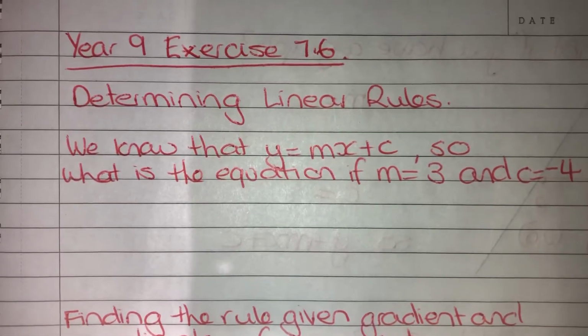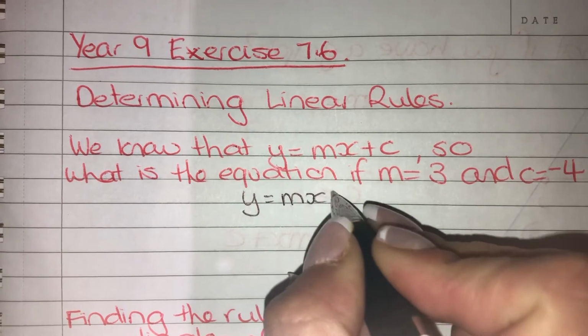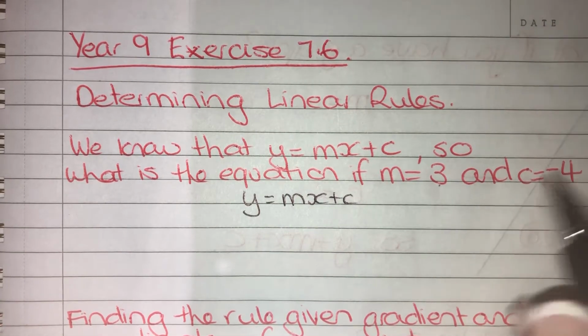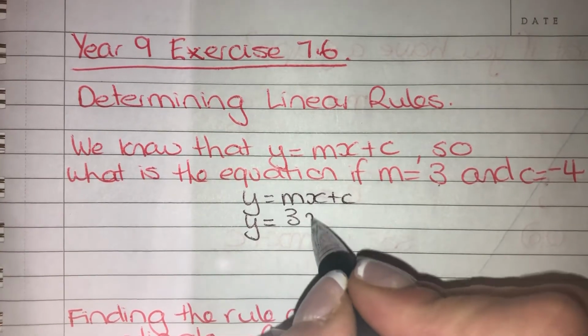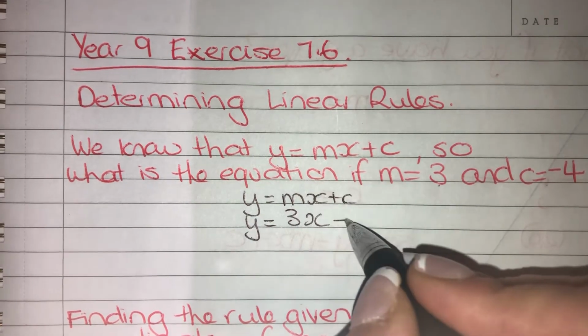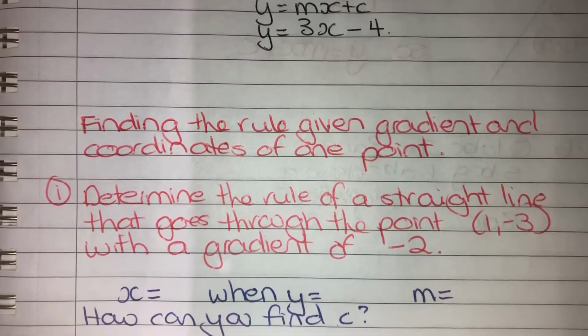I think we've kind of done these already. So if we write out y equals mx plus c, just put the m as a 3 and the c as a -4. So your answer is just y equals 3x, not plus because it's -4. Okay, that's as easy as those questions get.